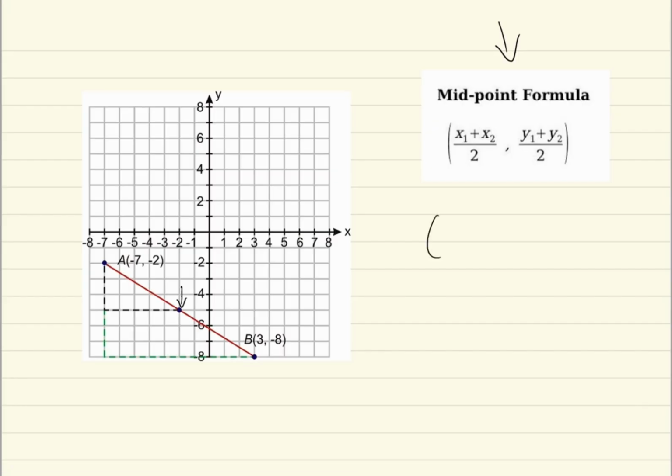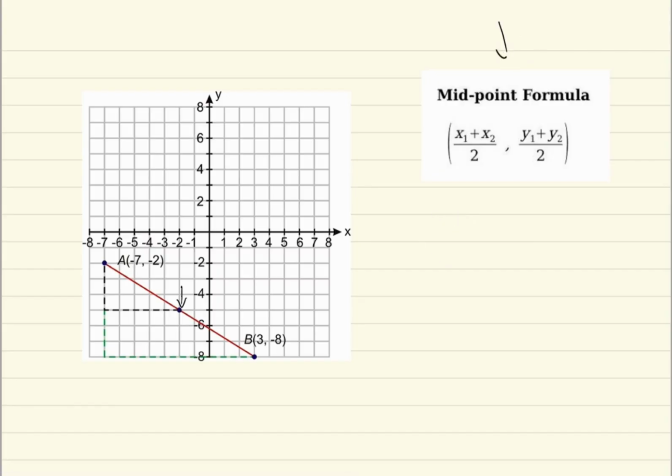So let's call x1 -7. And then plus. So just before we do this, actually, let me just explain it verbally how you work this out. I think that's going to be helpful.